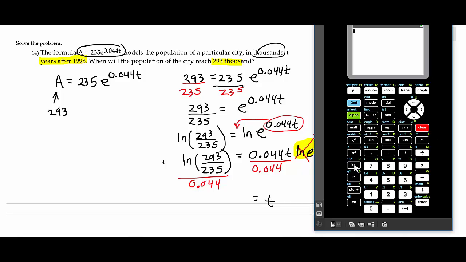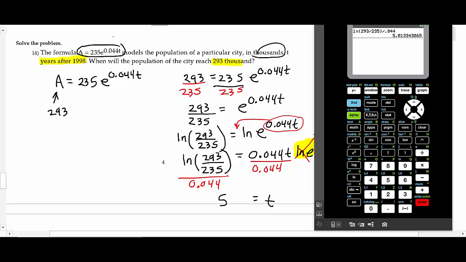This one's pretty straightforward, unlike the last one. So you would just do ln of 293 and divide by 235. Be sure you close parentheses and then divide by 0.044. And then we'll round that off. So that's, for all practical purposes, about 5.